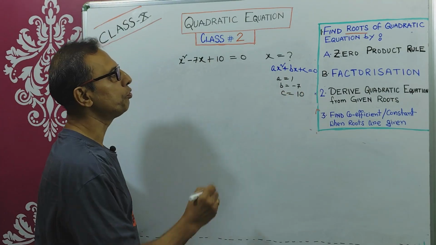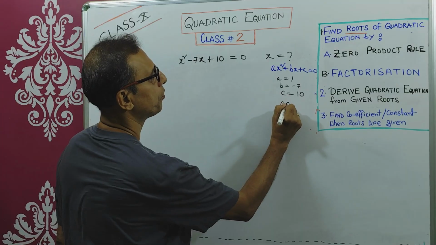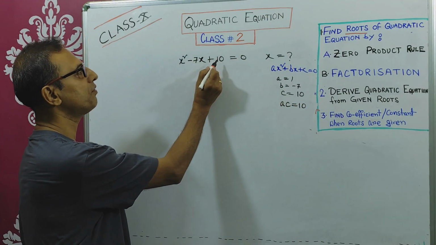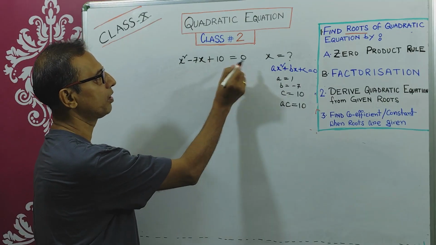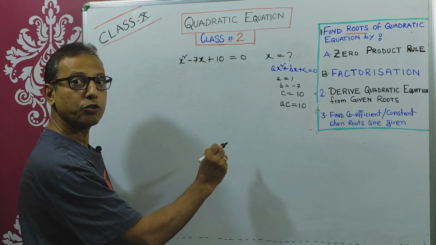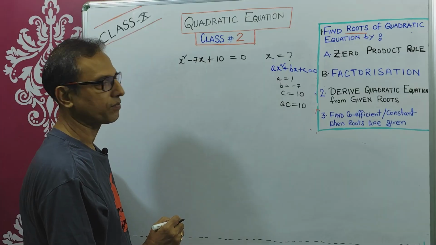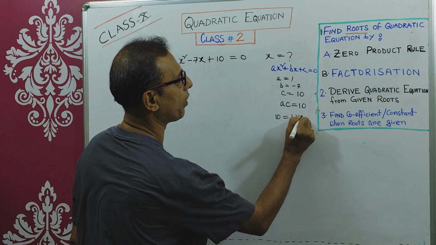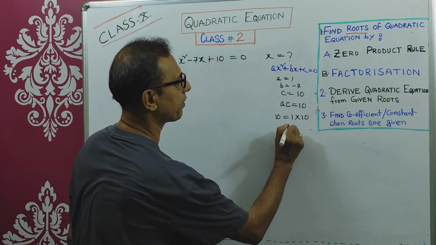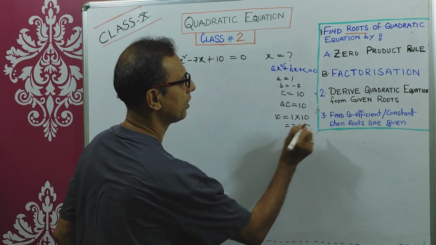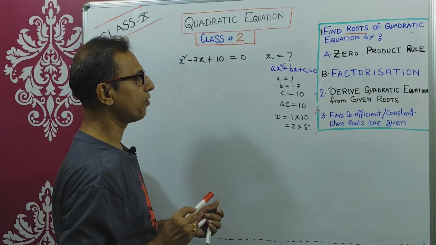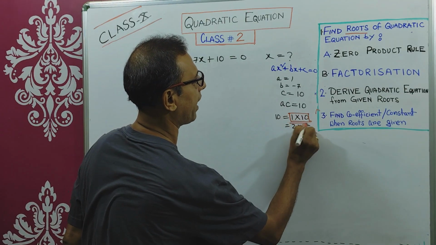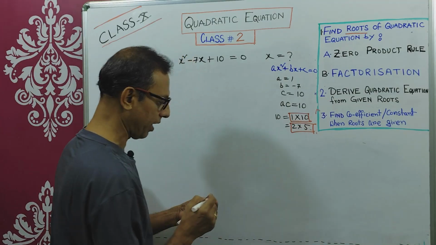What you need to do is multiply AC. That means what is AC? The value of AC is 10 in this particular equation. Then you need to derive the factors first. So what are the factors 10 can have? You can write 1 into 10, or you can write 2 into 5. So the factors of 10 could be 1 and 10 multiplication, and another multiplication could be 2 into 5.